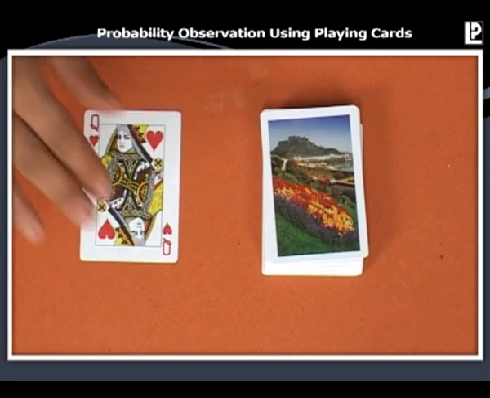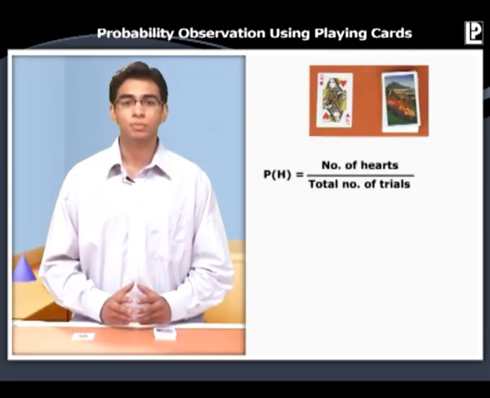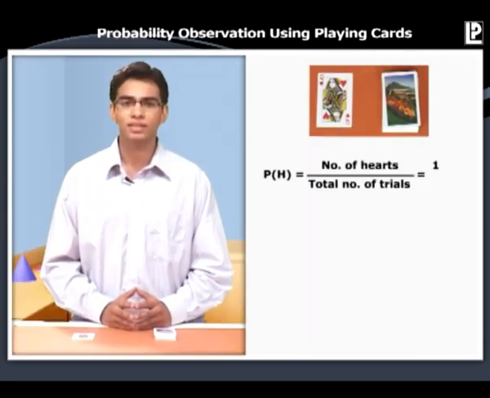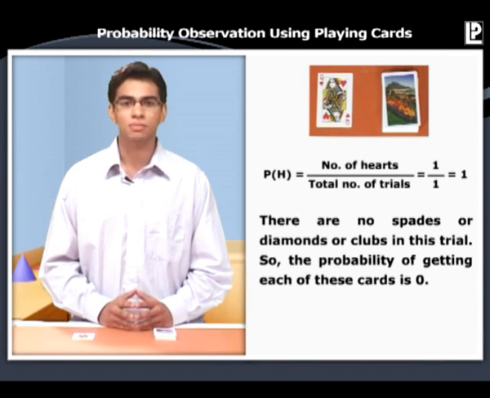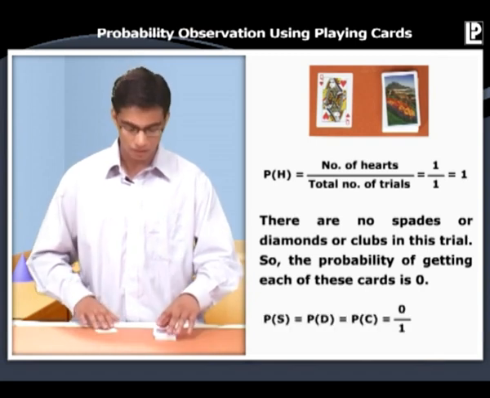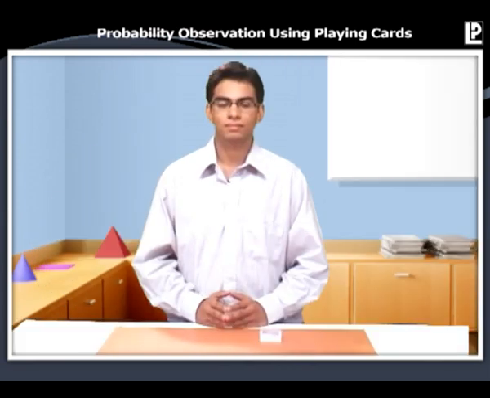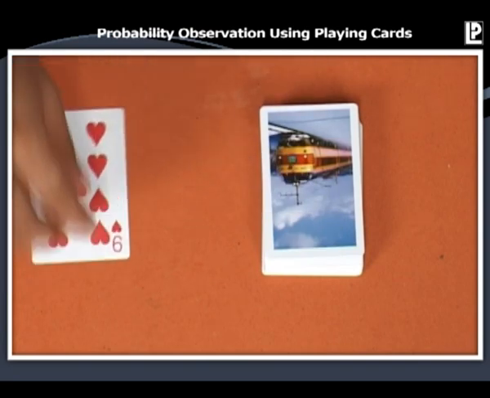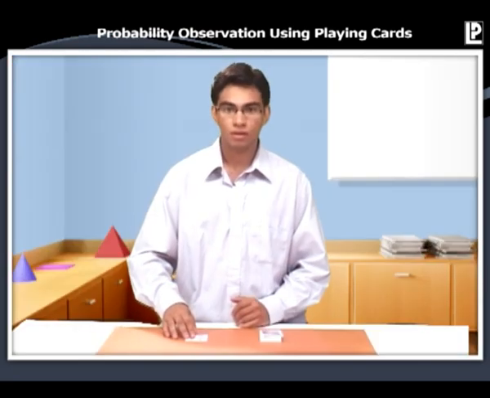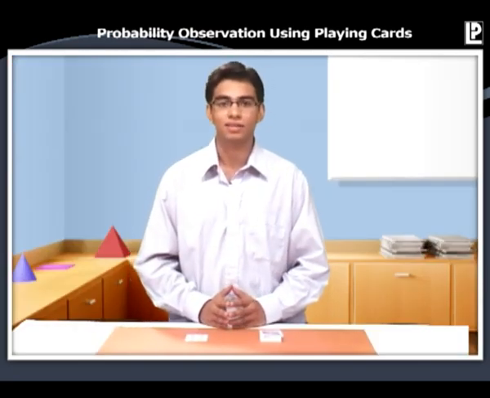We have here a card of hearts. So the probability of getting a heart is 1 divided by 1, that is equal to 1. There are no spades or diamonds or clubs in this trial. So the probability of getting each of these cards is 0. This is our second trial. Let's draw another card. Here we have our second card with hearts.